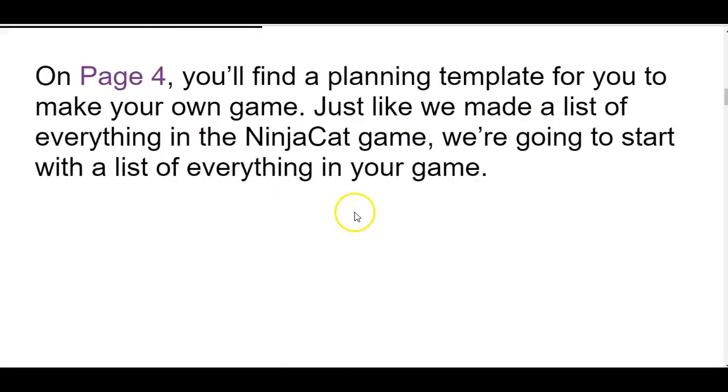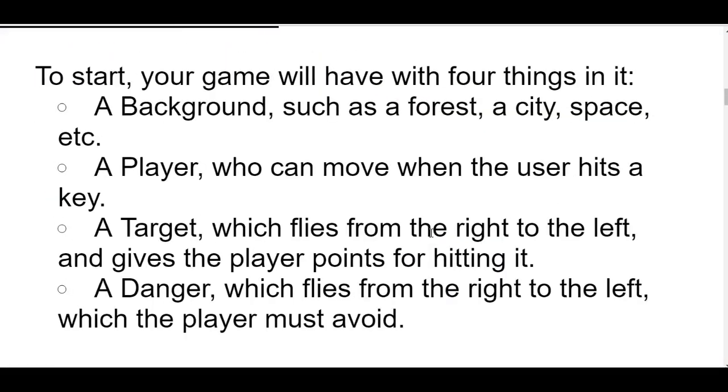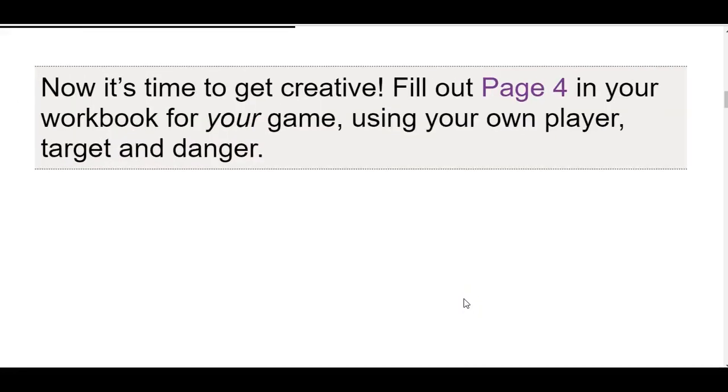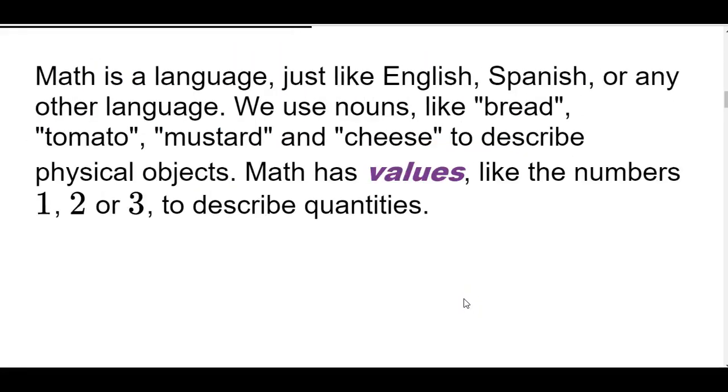Okay, so hopefully you've got that all planned out. Okay, so now you have to think about the things in your game, right? You've got a background, right? Such as a forest, a city, space. Where are you going to have your background be? We've got your player, right? It's going to move and respond whenever the user hits a key, like up or down or whatever. You got a target. Target is the thing that we're trying to get, like the prize, the ruby or whatever. You've got this danger. The danger is the thing that comes in from the right or the left. It's something basically we're trying to avoid. We don't want to get hit by the danger. That'll hurt us. Okay? So you filled out page 4 already.